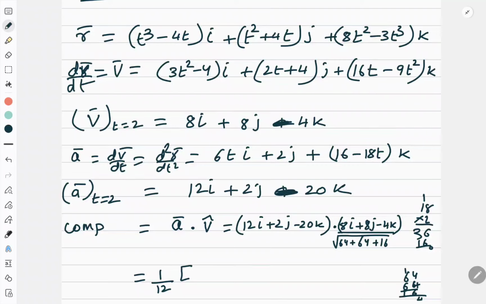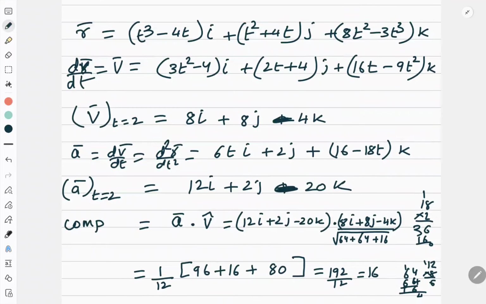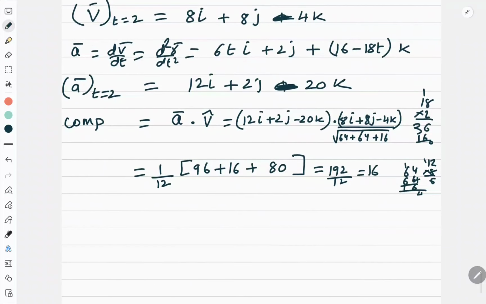And if you do the dot product, 12 into 8 you do 96 plus 16 plus 80. Right? So this will become 192 by 12, which is 16. Okay? So now next, this is component of acceleration in tangential direction or in direction of velocity. Both the terms are exactly same. Okay? So don't get confused by that.